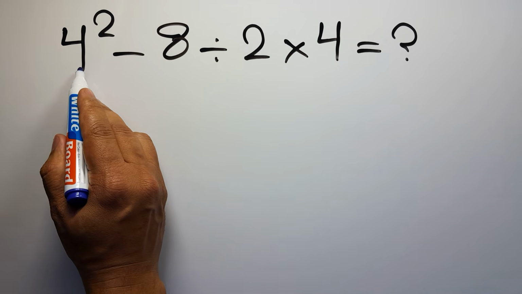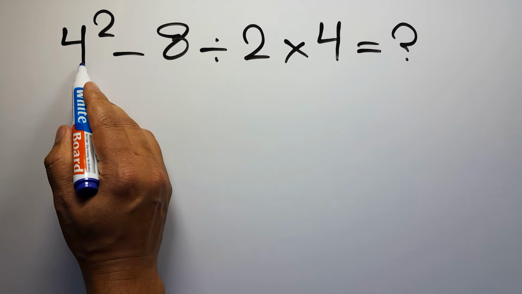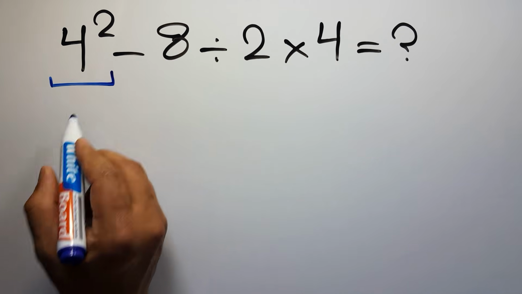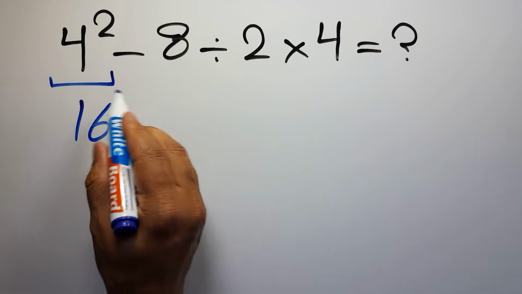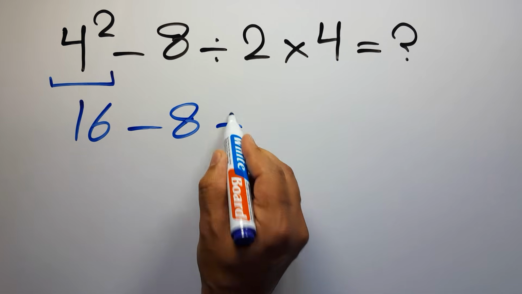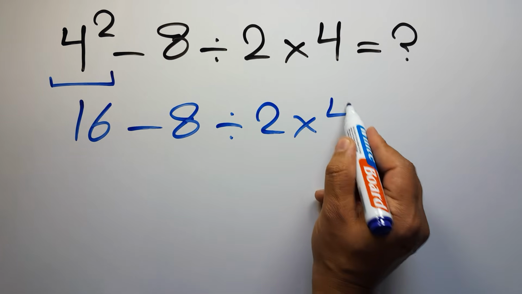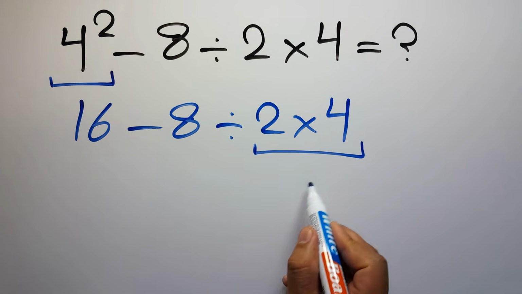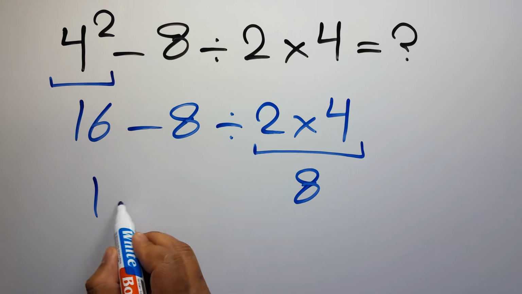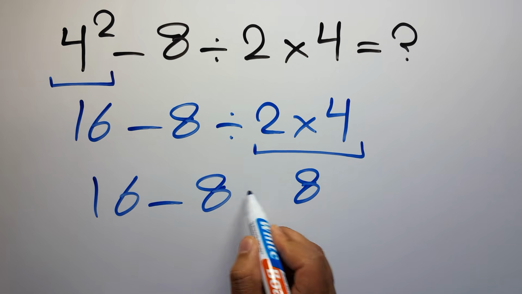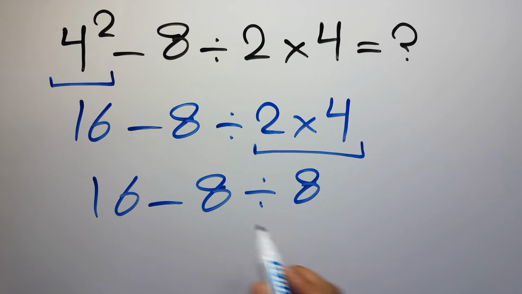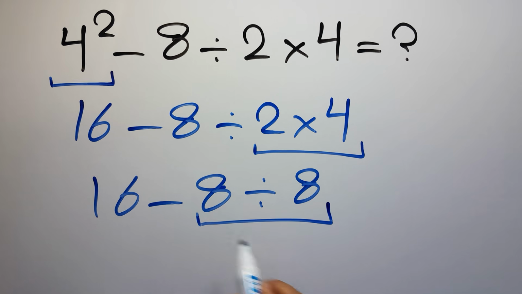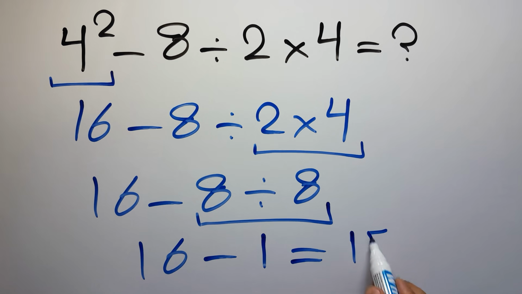First, we do this exponent. 4 squared gives us 16. So 16 minus 8 divided by 2 then times 4. Now, 2 times 4 gives us 8. So we have 16 minus 8 divided by 8. 8 divided by 8 is just 1. So we have 16 minus 1, which equals 15.